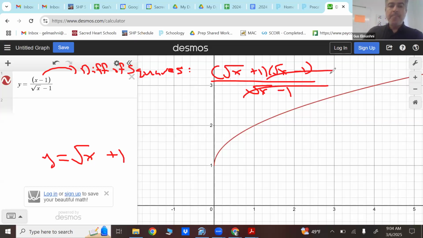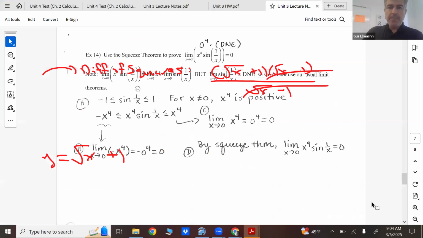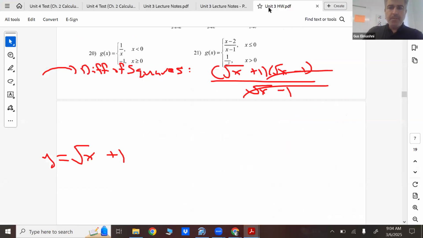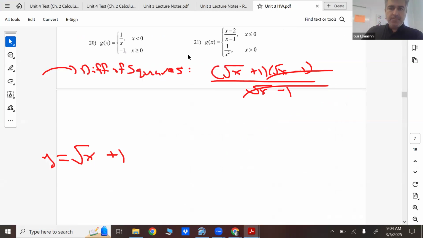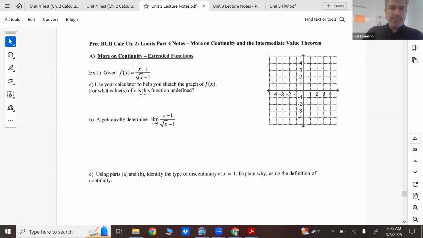Okay. So let's go back to the notes. Here we go. So when I graph it, pretty simple. It's pretty clear that I could start it here. However, there's a hole here. Why is there a hole there?